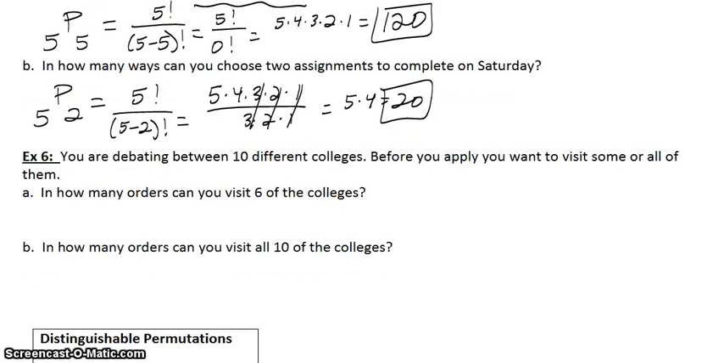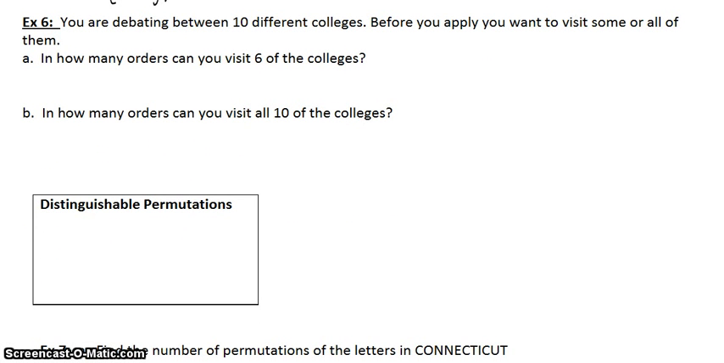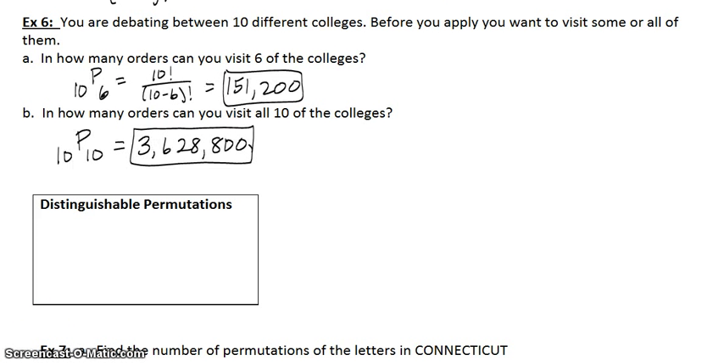Example 6, I'd like you to read this one and see if you can get the setup and the answer on your own before I say anything. So pause right now and try these 2 problems. Alright, if you have unpaused, example 6A, you should have 10 permutation 6 for your setup, and the answer is 151,200. And for part B, you should have 10 permutation 10, which is 3,628,800.